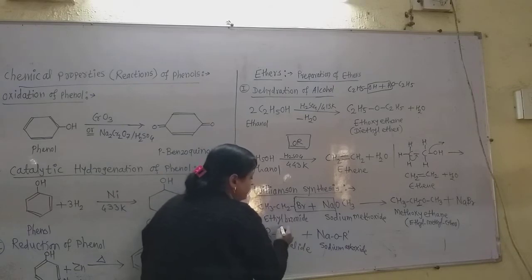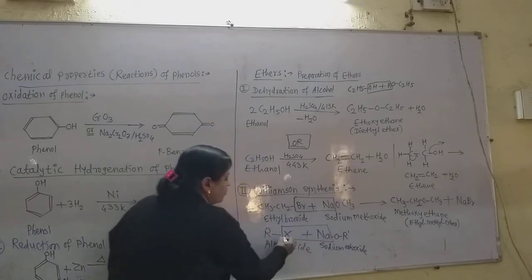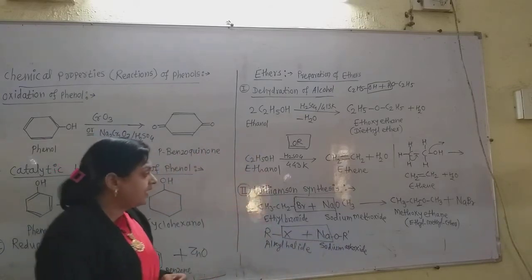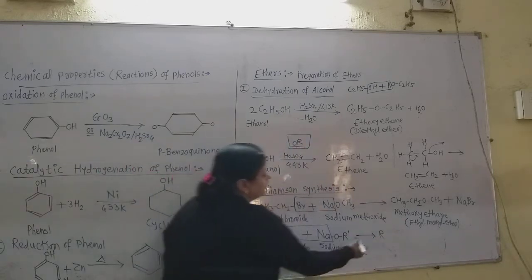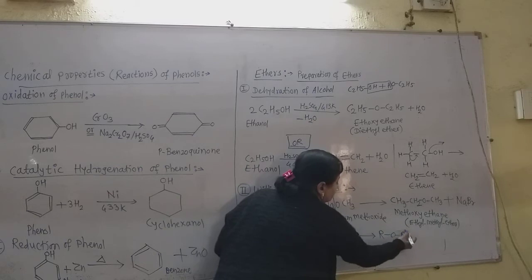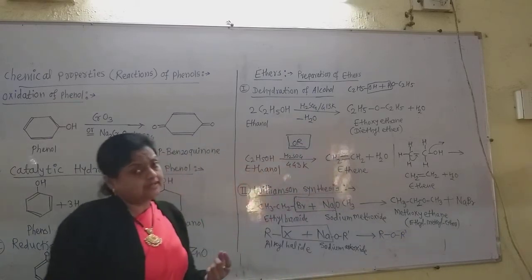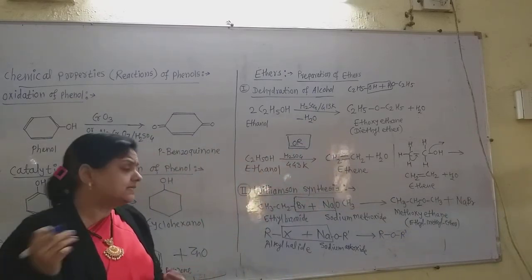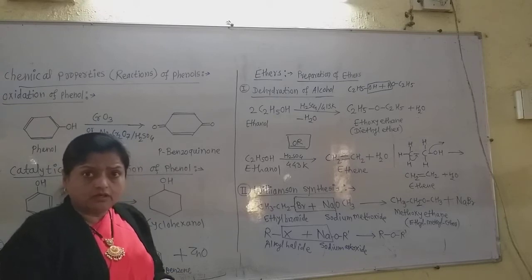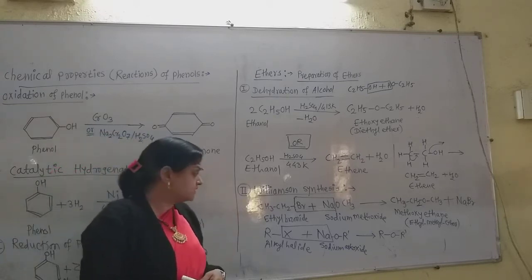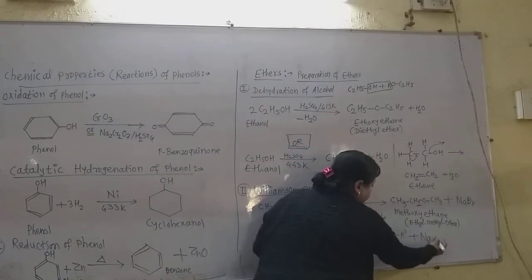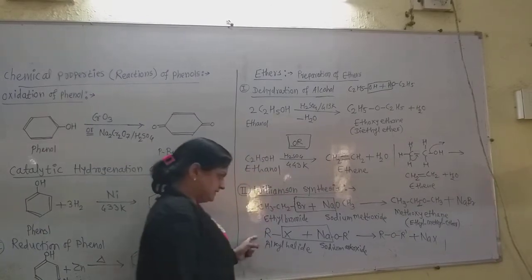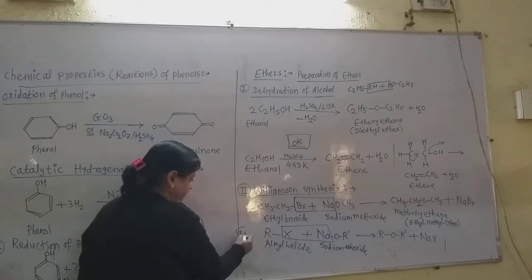This sodium and this halogen form sodium halide, and we obtain here the ether in this way, ROR dash. The ether may be a symmetrical ether or it may be an unsymmetrical ether. Unsymmetrical ethers are generally prepared by this method, Williamson synthesis, and here NaX is the byproduct. Now this is the general reaction.